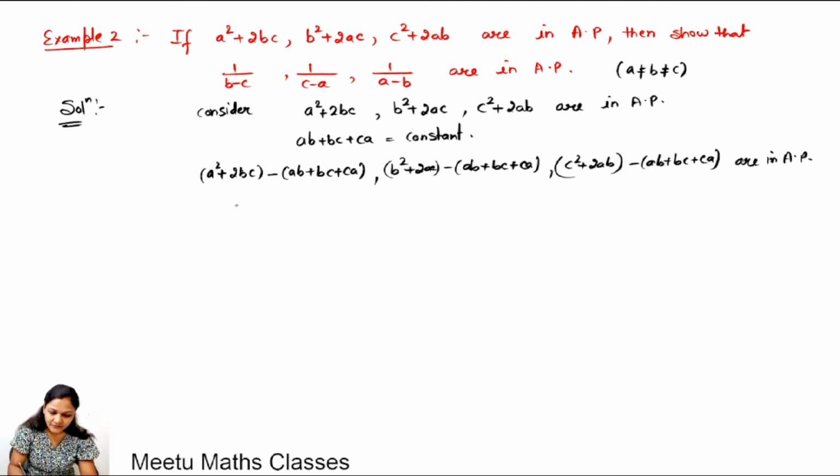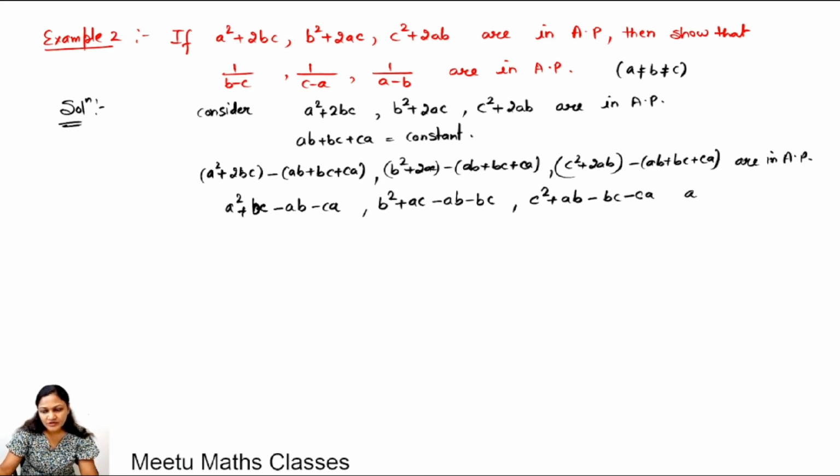So this term will become A square plus BC minus AB minus CA, and this term will become B square plus AC minus AB minus BC, and this will become C square plus AB minus BC minus CA. So they are in AP.